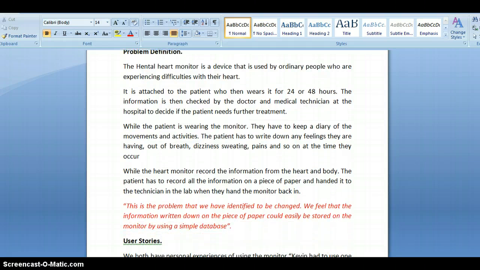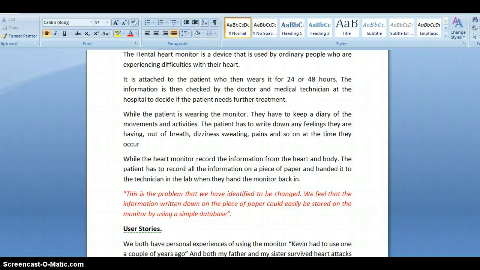further treatment. When the patient is wearing the monitor, they need to keep a diary of the movements and activities. The patient has to write down any feelings they're having, such as out of breath, dizziness, sweating, pains, and so on, at the time they occur. While the heart monitor records the information from the heart and the body, the patient has to record all the information on a piece of paper and hand it to the technician in the lab when they hand the monitor back in. This is the problem that we have identified to be changed.